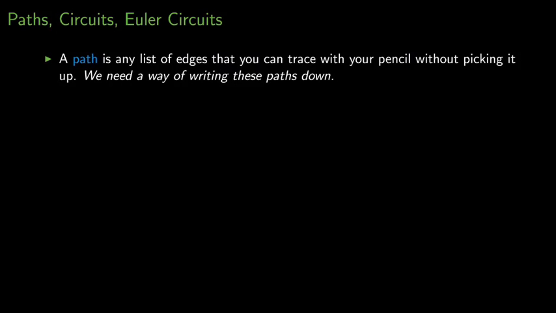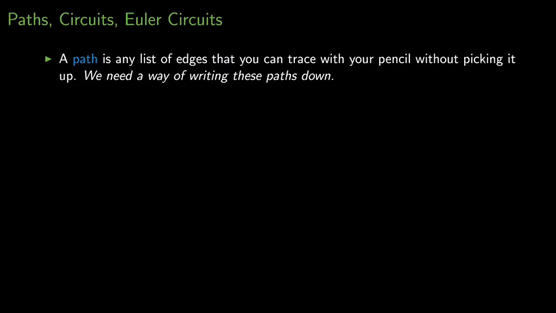Now this book section is about Euler circuits, pronounced "Euler." And so we need to be very good at understanding the terms paths, circuits, and Euler circuits. To start with, a path is any list of edges that you can trace with your pencil without picking it up. Any walk you can take inside of the graph.